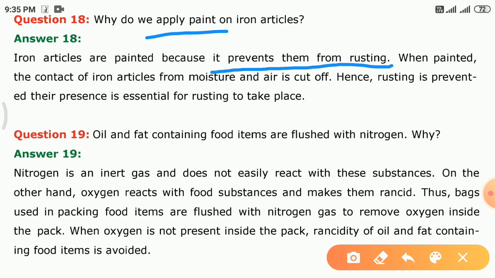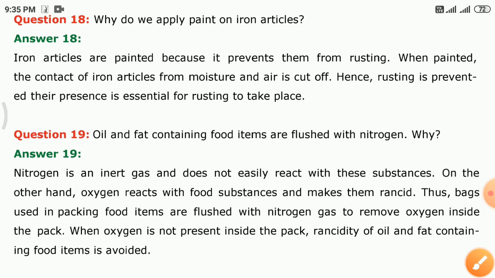When painted, the contact of iron articles with moisture and air is cut off, hence rusting is prevented. Their presence is essential for rusting to take place.